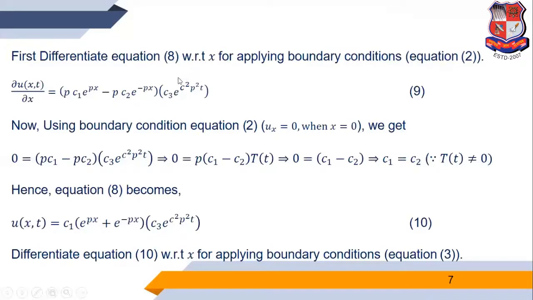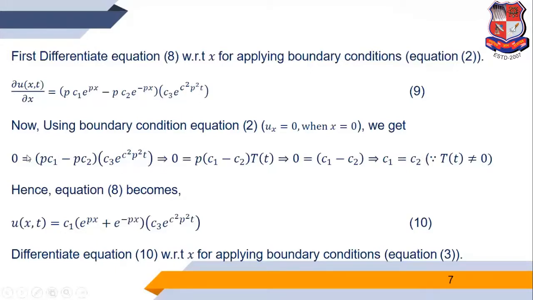And then we apply the first boundary condition, equation 2, which is given as ∂u/∂x = 0 when x is equal to 0. That means ∂u/∂x is equal to 0 when x is equal to 0. So we input this value in equation 9, we get 0 is equal to pc1 minus pc2, because e raised to 0 is 1, into this term.